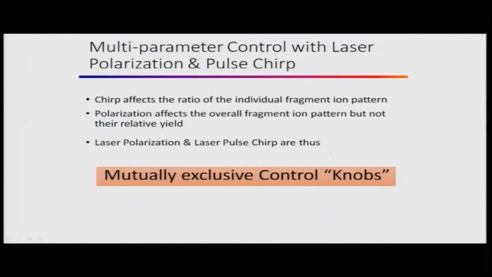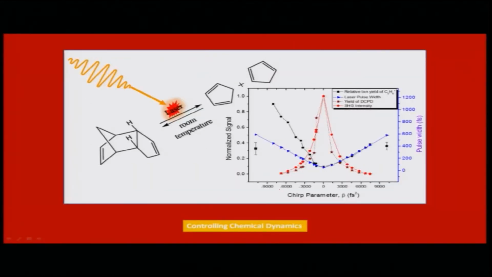So, this multi-parameter control with laser polarization and pulse chirp is useful because they are mutually exclusive, one acting only on the intensity part and the other acting on the character of the fragments that are being looked at. Another important aspect we looked at in this connection was how the chemical dynamics of a system may be affected as a result of the laser frequency changing instantaneously within the laser, as we have been talking about in terms of frequency sweep changes.